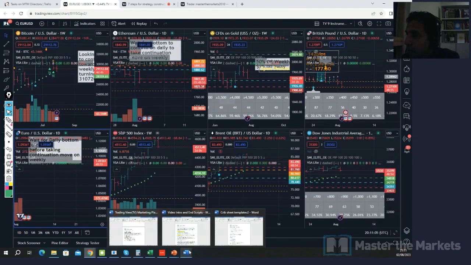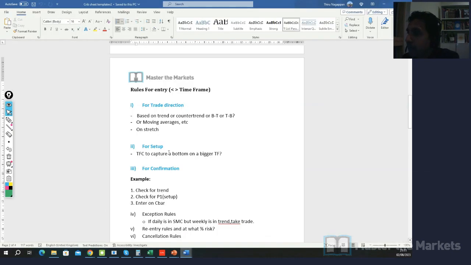So let's move on. We got the third part over there, the TFC to capture a bottom on a bigger time frame, and the confirmation signal. So we got the direction, we got the setup pattern, then we got the confirmation, the third subsection, isn't it? And these two subsections are for timing.